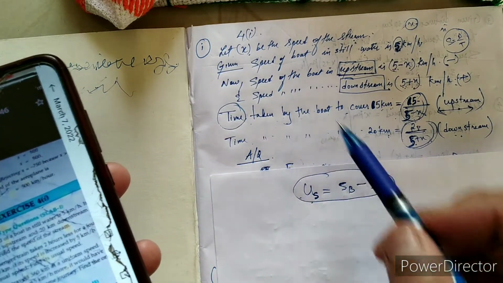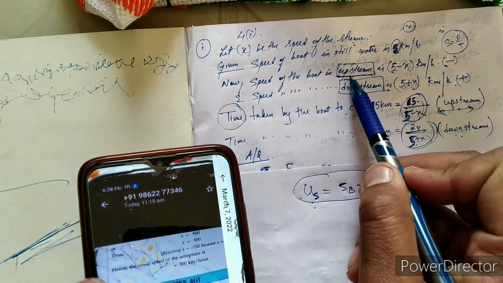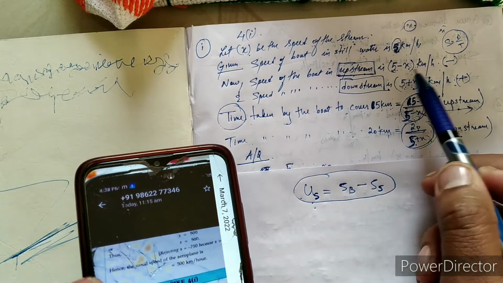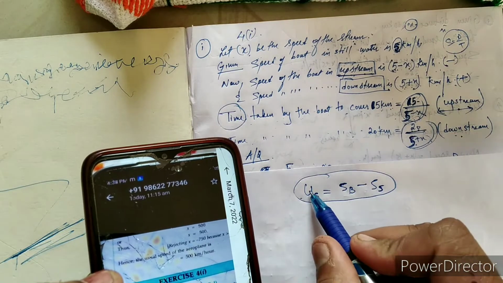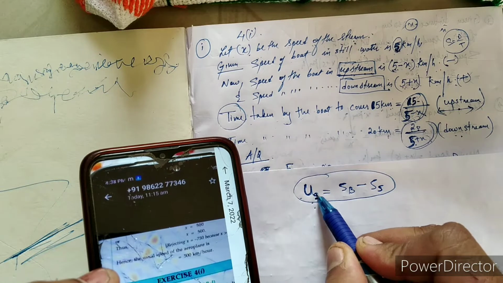But here you don't have to write it in this form. You'll just write it like this: the speed of the boat in upstream is 5 minus x km/h. Directly you can write it. You don't have to write in detail. So now this is your upstream speed. I've written it in short form.